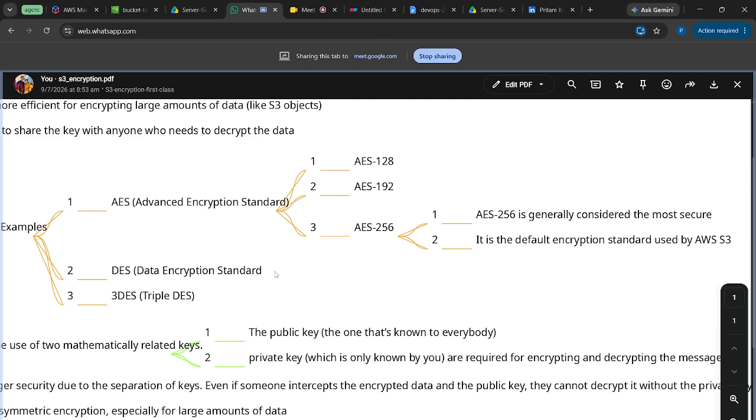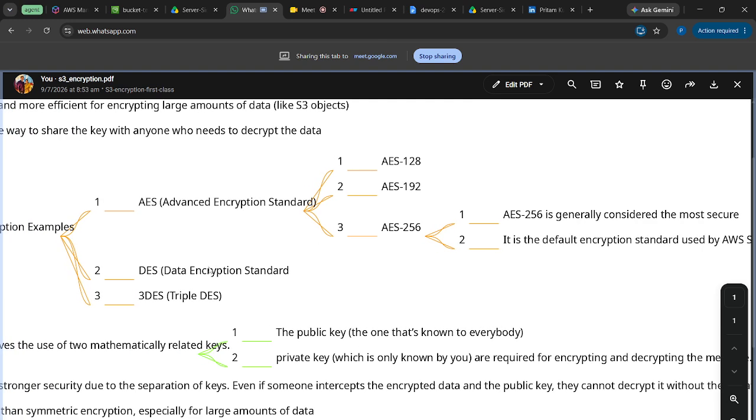Besides AES, we have DES, which is Data Encryption Standard, and Triple DES. But mostly we deal with AES. If anyone asks you what kind of encryption method we use, simply tell them symmetric encryption, not asymmetric. And in symmetric encryption, we use AES 256.